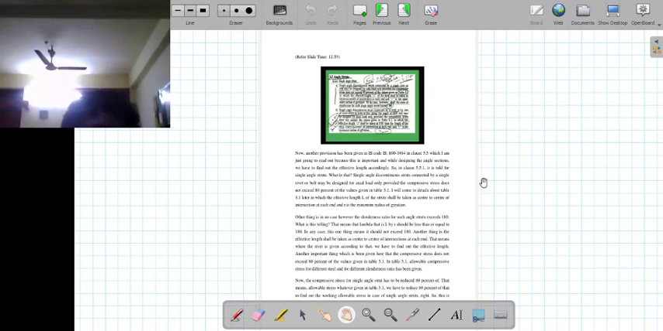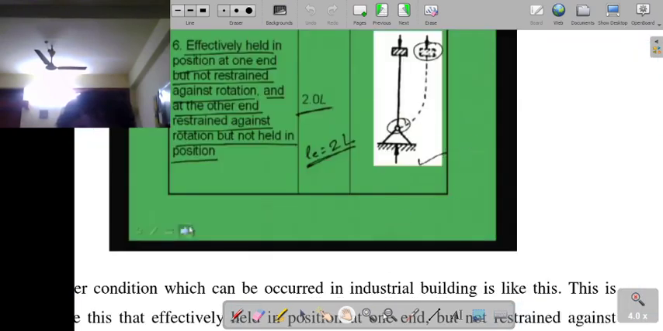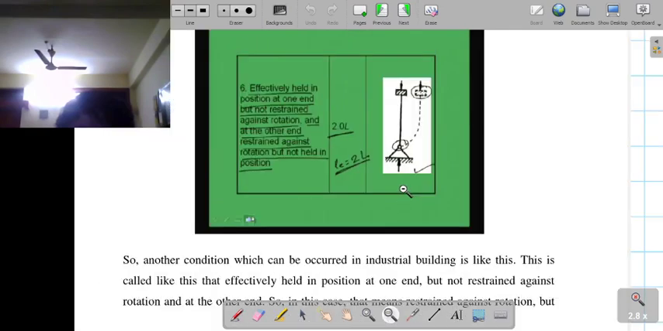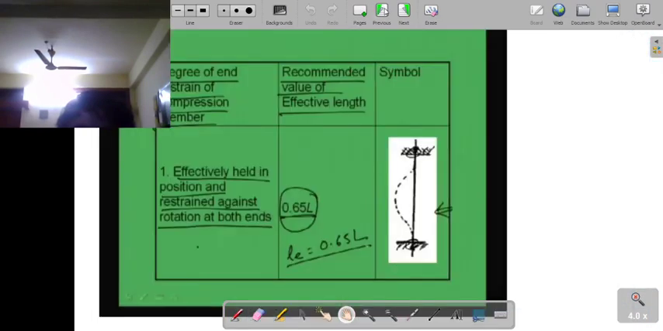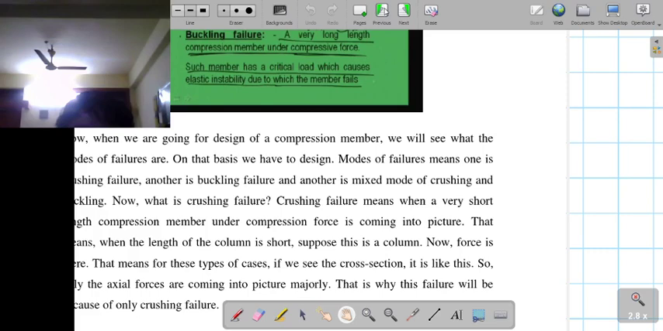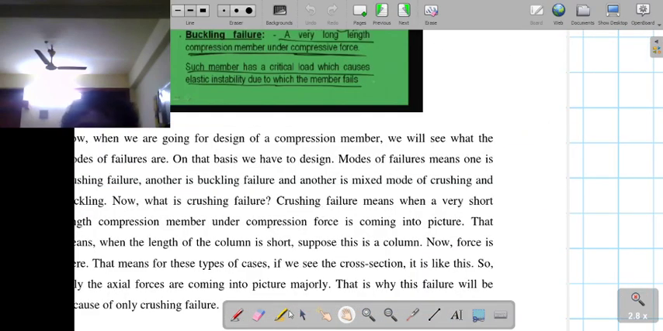Once we know the effective length, then what do we need to know? We need to find out the radius of gyration. Now how do we find out the radius of gyration? Let us see that part. Okay, so radius of gyration, we can simply find out like that.